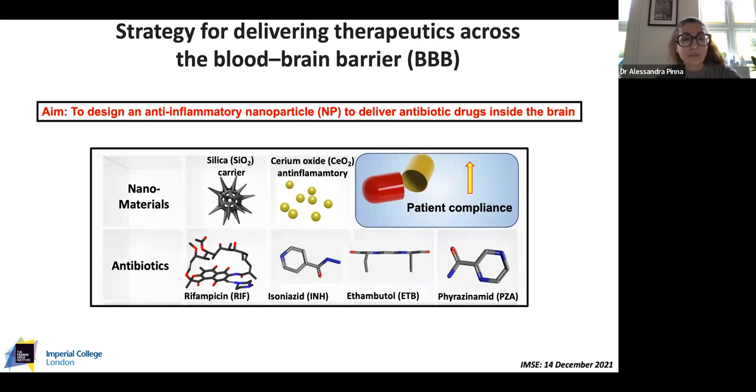Here we can see a library of nanoparticles that we have. In this picture, we can see a silica nanostar, which plays the role of a carrier of the drug. And inside these mesoporous nanostars, we encapsulated the antibiotics. We started with rifampicin, an antibiotic that has difficulty reaching the brain. And inside the silica carrier, we also put cerium oxide nanoparticles due to their anti-inflammatory and antioxidant properties.